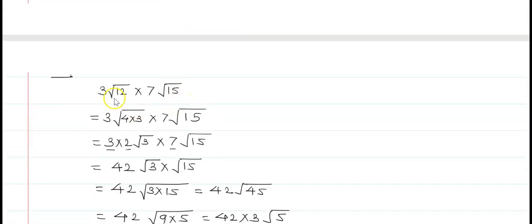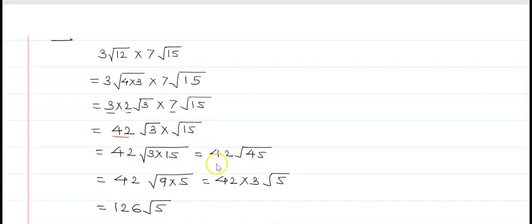Now the next is 3 root 12 and 7 root of 15. The root of 12 can be written as 4 into 3. What is the square root of 4? It is 2. Therefore 2 into 3 into root of 3. Again here is a 7. That is 2 into 3, 6. 6 into 7 is 42. Now again here is root 3 into root of 15. Again these two have the same order, and therefore we can multiply their radicands and keep them in the same square root. Therefore 3 into 15 equals 45. Therefore 42 into root of 45.